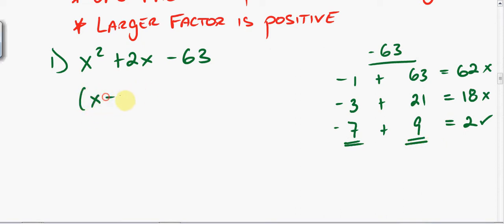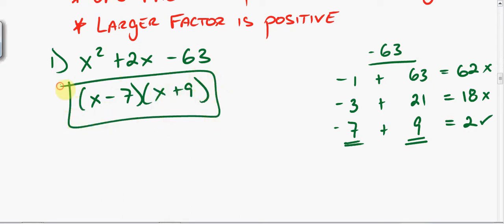Since 7 is negative, it's going to be a minus 7, and since 9 is positive, we will have a plus 9. And there's your answer. So we've got x minus 7 times x plus 9. To check again, remember, you can use FOIL. So x times x is x squared. x times 9 gives me 9x.